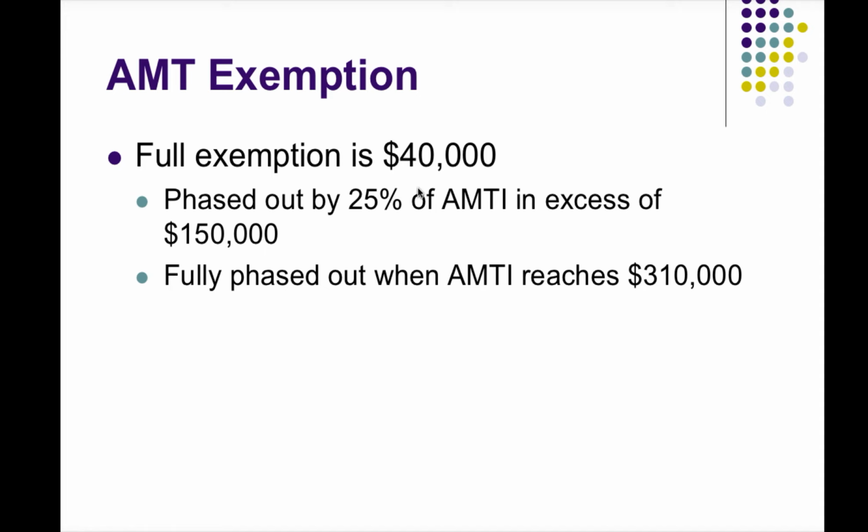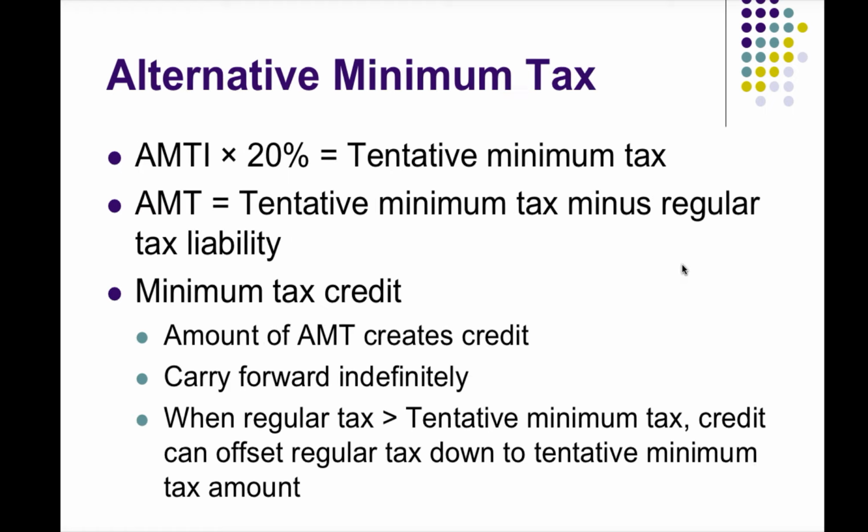I mentioned the exemption. It's $40,000 if you get all of it. Once you hit the $150,000 in alternative minimum taxable income, you start to phase that out, and it's basically proportionately phased out until you get up to 310. And then that part I was talking about at the end, if you don't owe alternative minimum tax, whatever the difference is between the AMT and what you paid creates a credit, and that carries forward indefinitely.